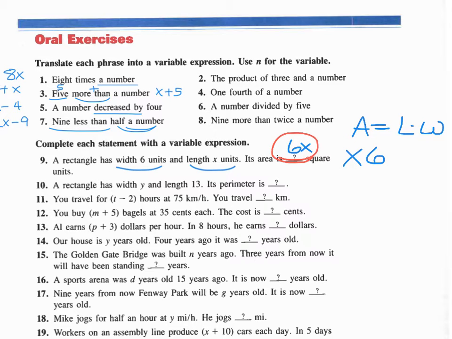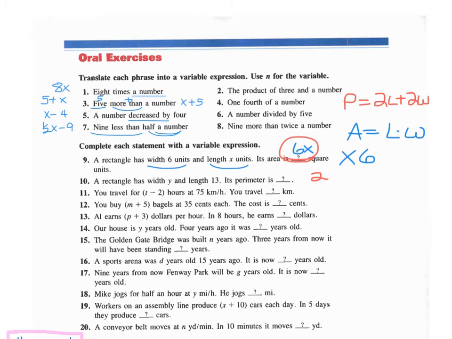Okay, this time number 10 wants perimeter. So again, remember your perimeter formula is 2 times the length plus 2 times the width. So can someone tell me the equation or the expression for number 10? Okay, Kate. Okay, so she simplified. So 2y, okay, and it's 2 times 13, so 2y plus 26.